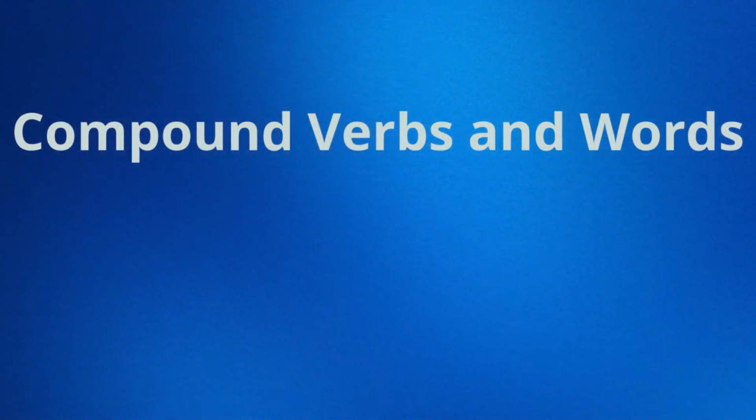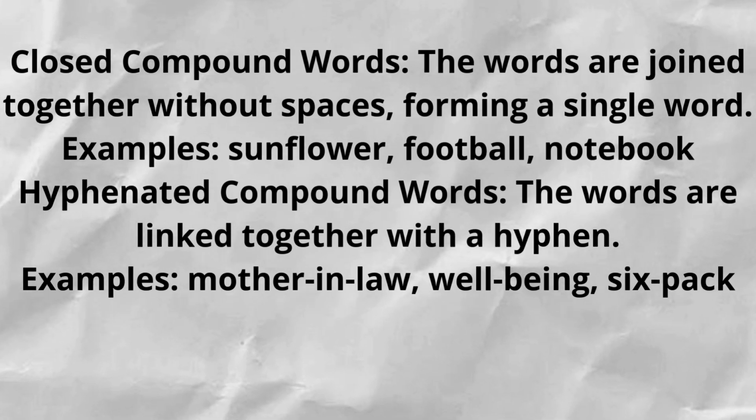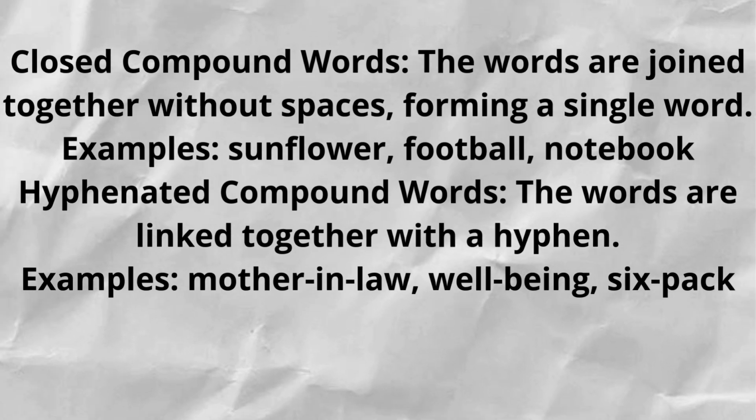Compound verbs and words. Compound words in English are formed when two or more words are combined to create a new word with its own meaning. These words can be made up of different combinations of nouns, verbs, adjectives, or other parts of speech. Closed compound words. The words are joined together without spaces, forming a single word. Examples: sunflower, football, notebook.